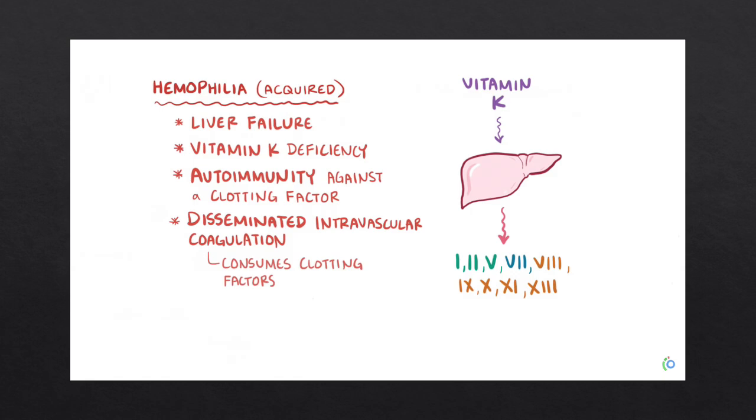Autoimmunity against the clotting factors: if autoantibodies are produced against the clotting factors present in the body, a deficiency results. Disseminated intravascular coagulation consumes the clotting factors, with simultaneous clotting and bleeding occurring in the body.